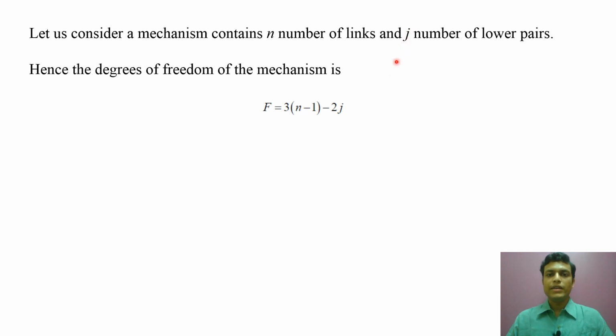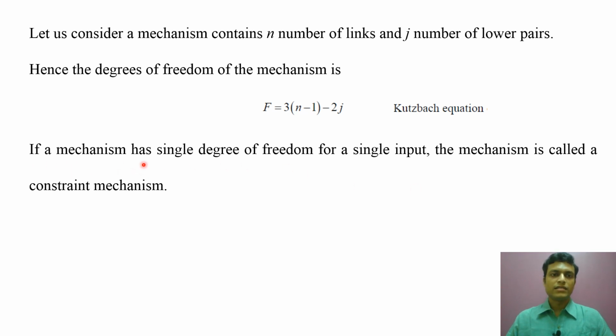One lower pair reduces 2 degrees of freedom. So j number of lower pairs will reduce 2j degrees of freedom. So total degrees of freedom will be 3 into n minus 1 minus 2j. This equation is known as Kutzbach equation. This is known as Kutzbach equation.